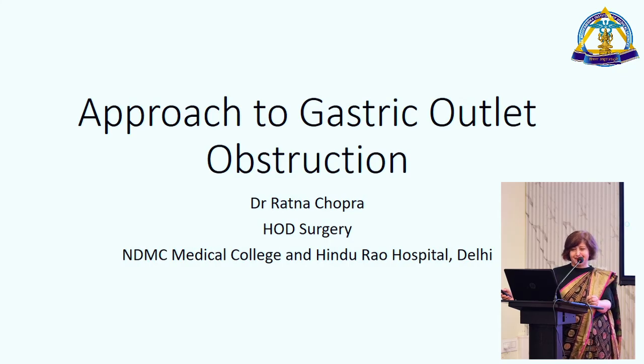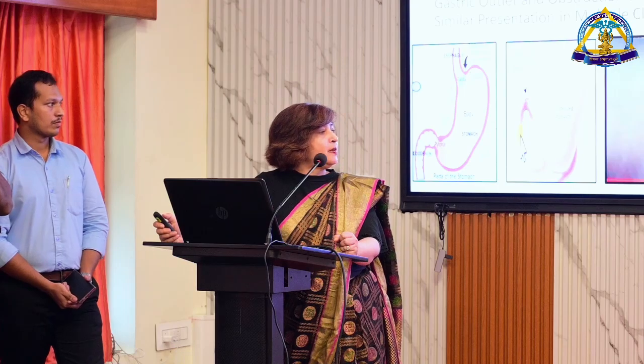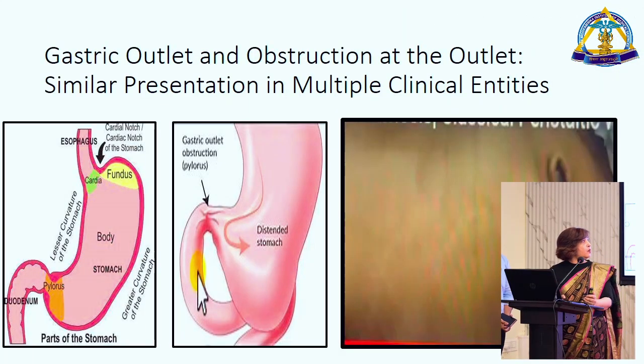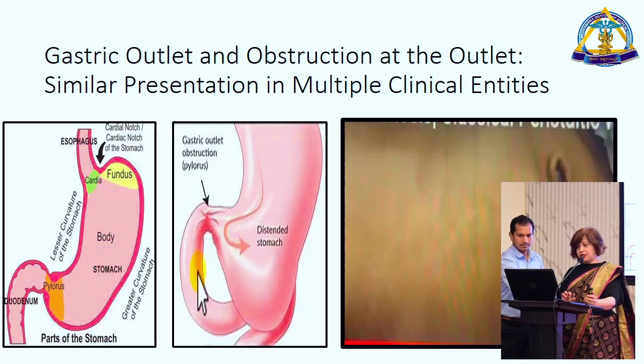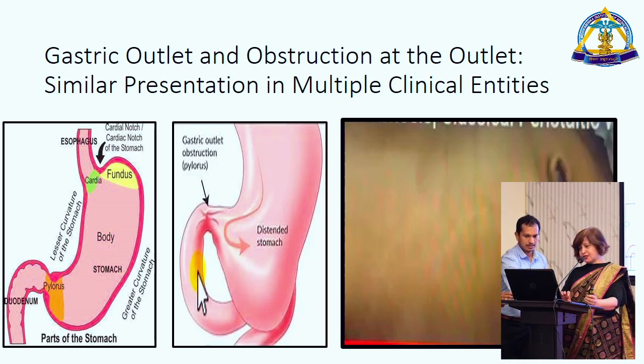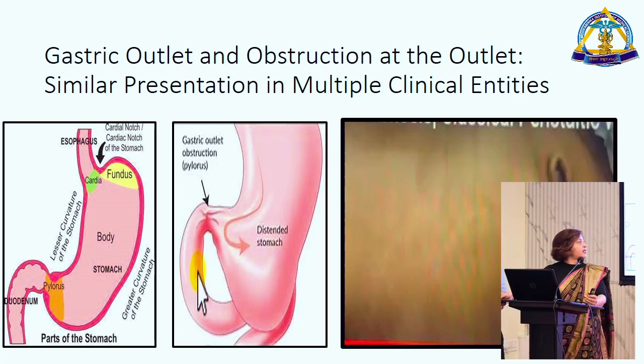Coming back to the job that has been assigned to me, I'll be talking about the approach to a patient of gastric outlet obstruction. Things are not always what they are scientifically. Gastric outlet is one particular part of it. Gastric outlet per se, do we have to specify? When we talk about gastric outlet anatomically, it refers to the pyloric antrum and the pyloric channel.